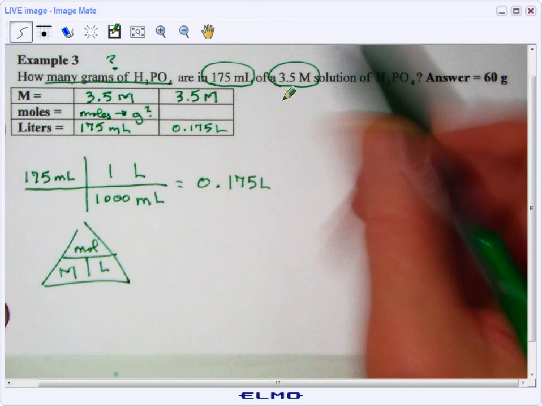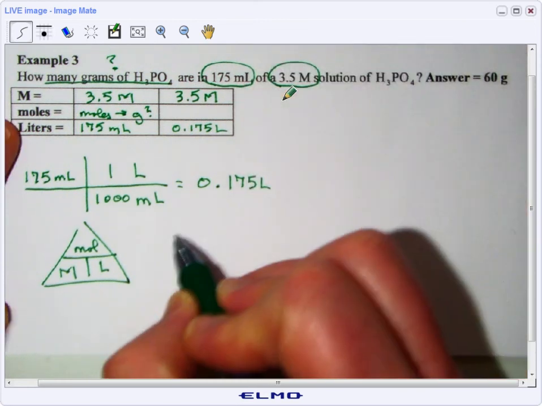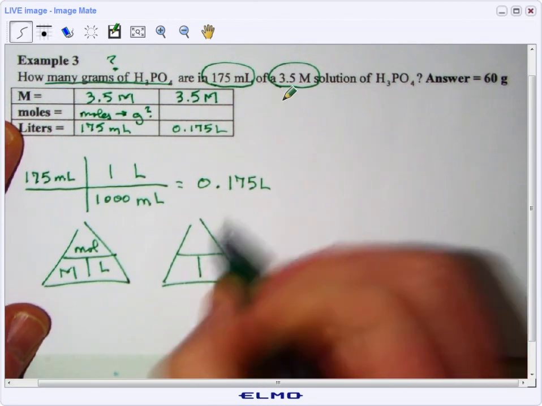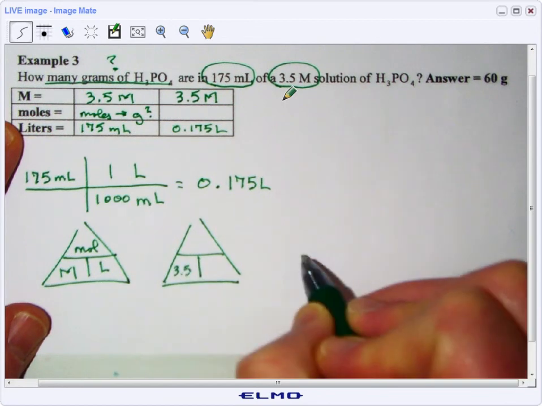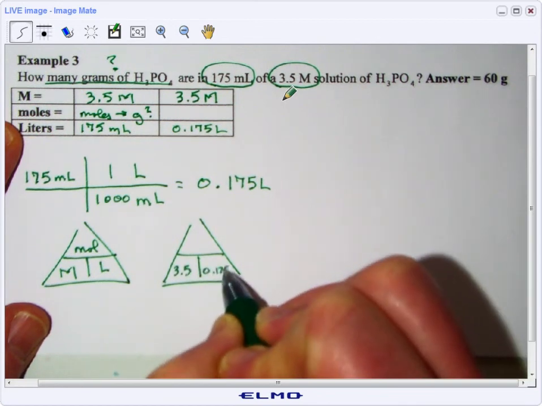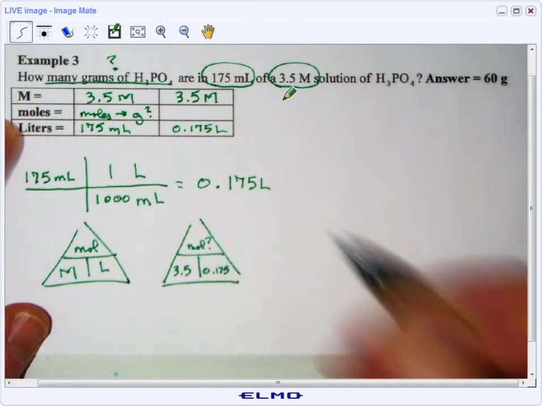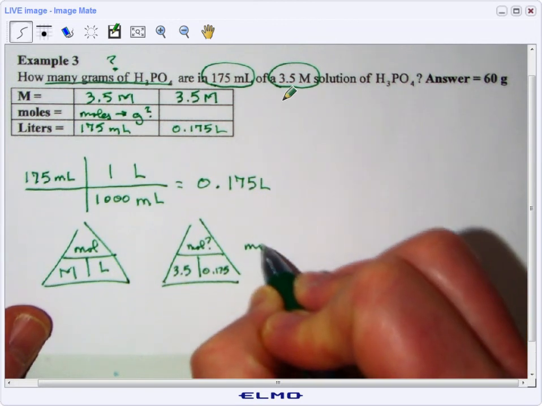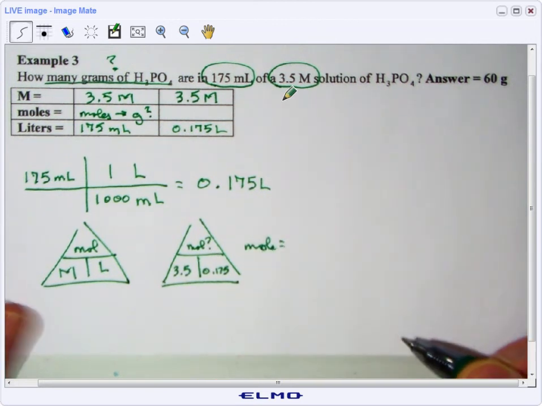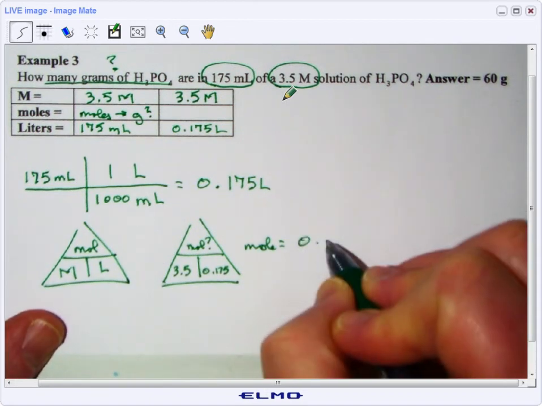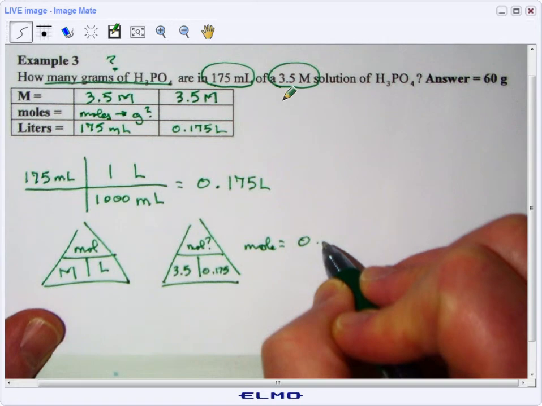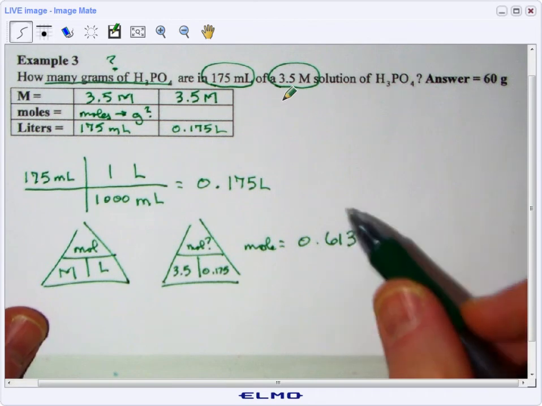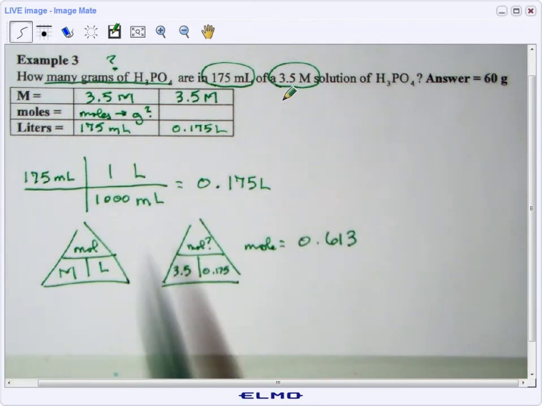Another way you can do that, if you don't like writing this formula up, why can't we just take that triangle now and plug in the numbers? So I have a 3.5 and I have a 0.175 and I'm looking for moles, right? So I should recognize I just multiply them. So moles equals 0.613. Anybody else get that? Okay. But they didn't ask for moles, right? And that's one of those things, by writing this out, hopefully I'll remember.